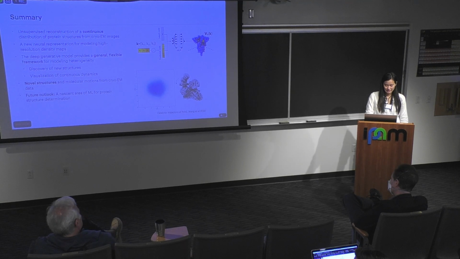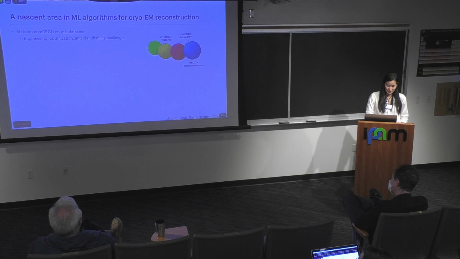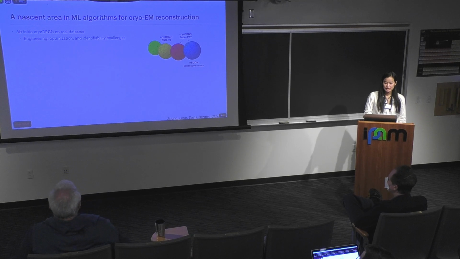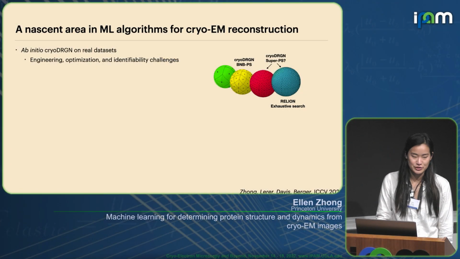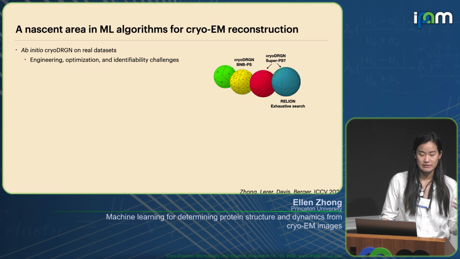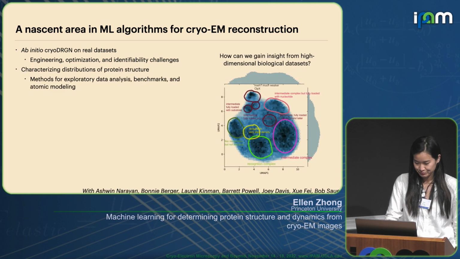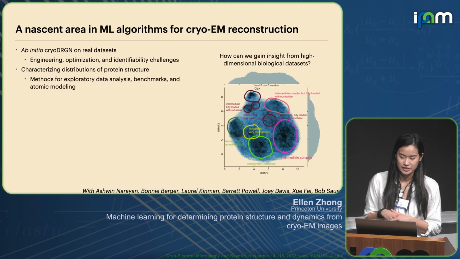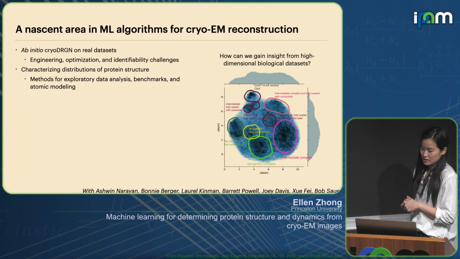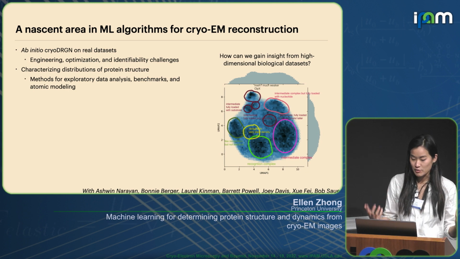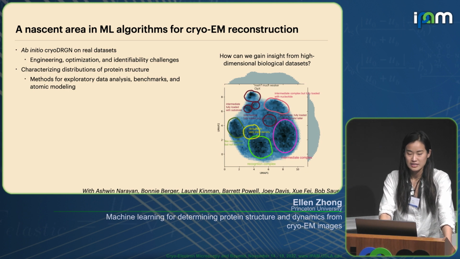And in the future, I'm very excited about the very nascent and growing area of machine learning for protein structure determination. I will go through this quickly, but I think there's a lot more to do in ab initio reconstruction, both on the engineering side, but also optimization and identifiability of what are variations in pose versus the actual heterogeneity in the structure. How do you characterize distributions of structures? We have this post hoc approach where we're analyzing the set of volumes, but I think there's so much room to do actual benchmarks and atomic modeling.